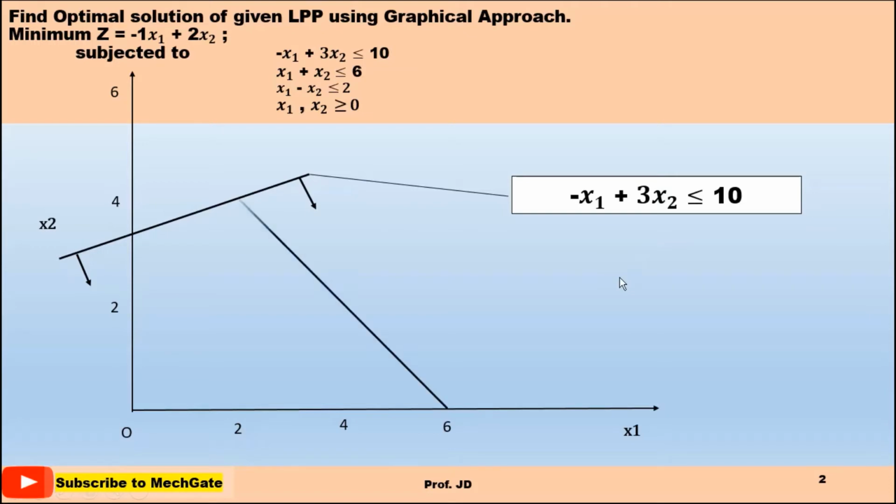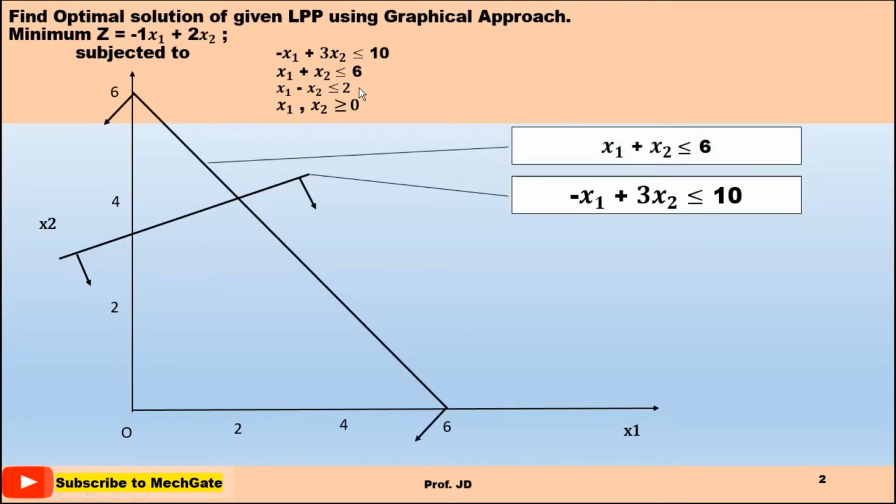The second constraint is x1 plus x2 equal to 6. Put x2 equal to 0, you will get x1 equal to 6. Put x1 equal to 0, you will get x2 equal to 6. So connect these 2 points. Again, a less than or equal to type constraint, move towards the origin.